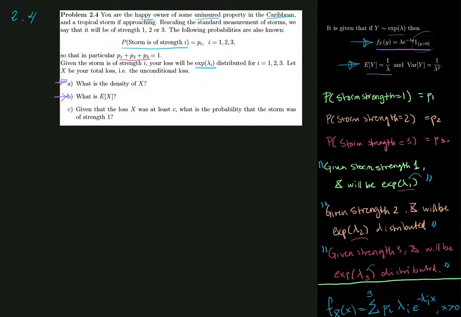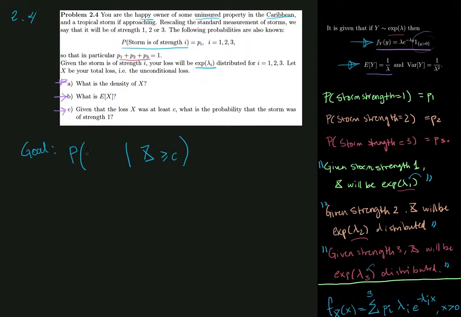So now we look at part C in problem 2-4, where we ask, given that the loss was at least C, what is the probability that the storm was of strength 1? So what is the goal of this part? Well, it says, given that the loss is at least C, so given that the loss is greater than or equal to C, what is the probability that the strength of the storm is 1?